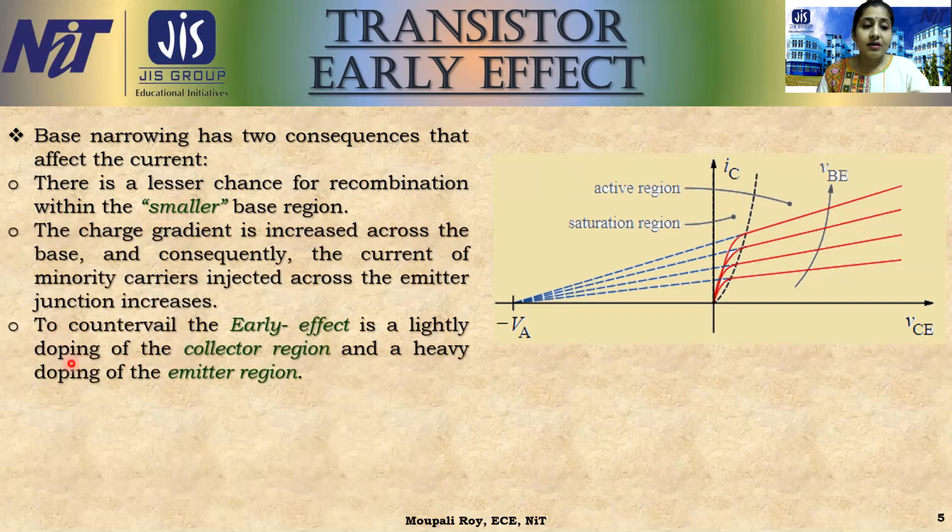The Early effect happens because the collector region is lightly doped, so obviously it is happening in the collector region. The width of the base collector depletion layer becomes wider if we are giving more and more reverse bias voltage, while the emitter region is heavily doped. So in the case of the Early effect, there is no effect on the emitter region. It has a very big effect on the collector region because we are giving more reverse bias voltage. This is called the Early effect for our transistor.